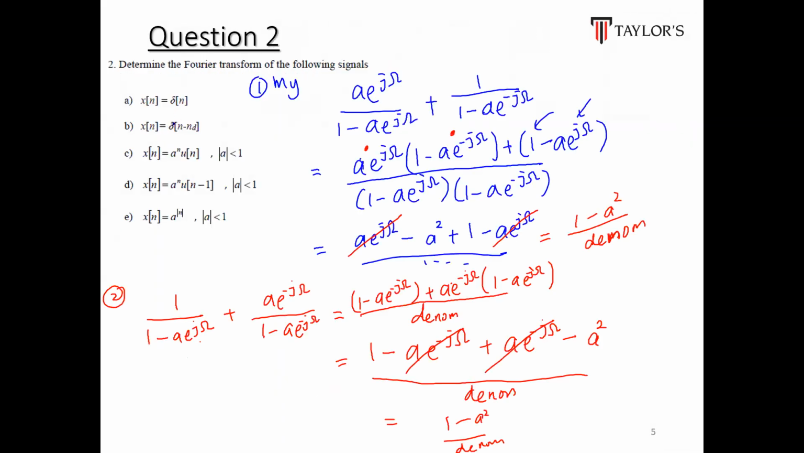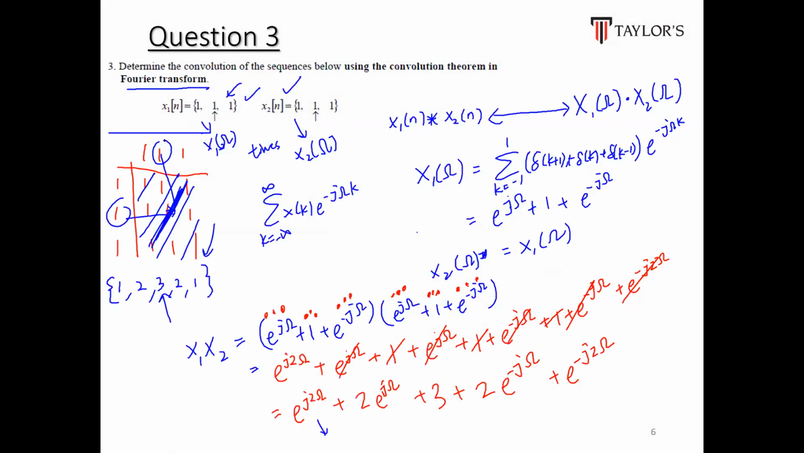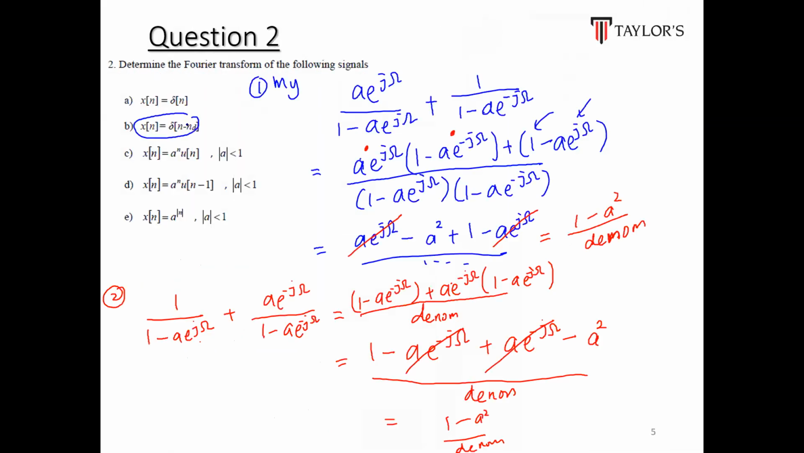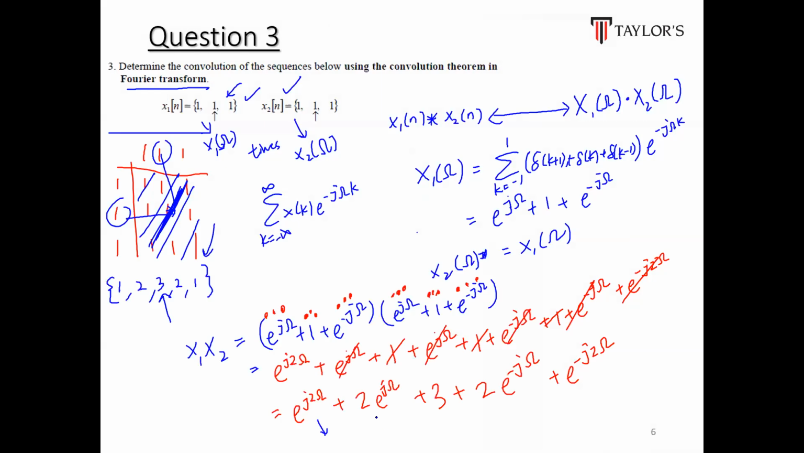Just how you did in your previous question. I remember you did one in the previous question, here, this one. You use the time shift property and you will be able to convert it back. Because 1 will give you delta n, now you have 1 multiplied by e^{j2ω}, which will give you delta n plus 2. It's just the time shift property.